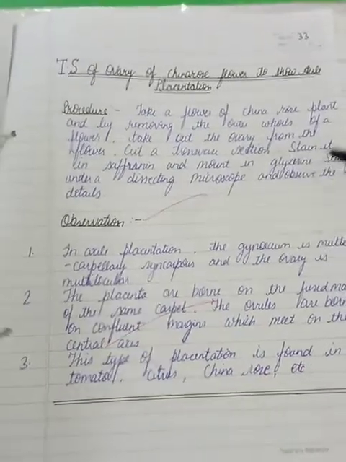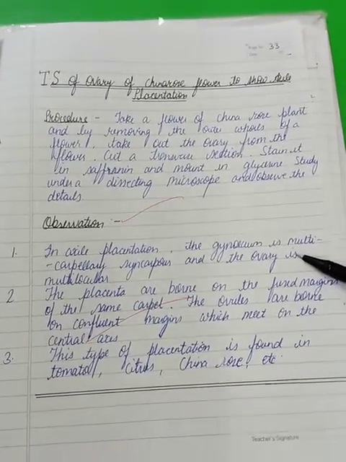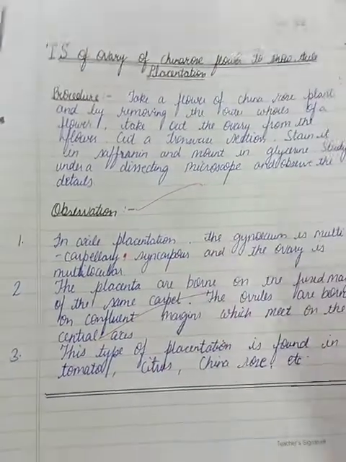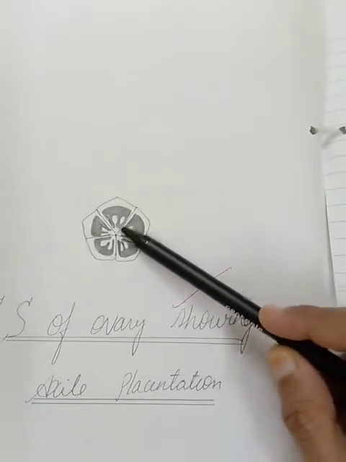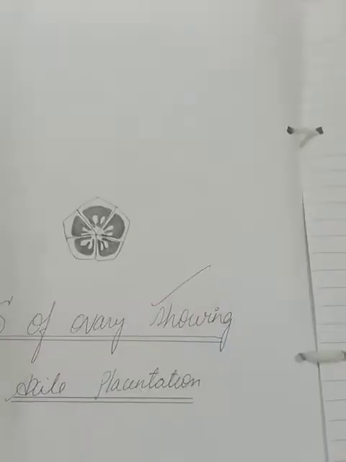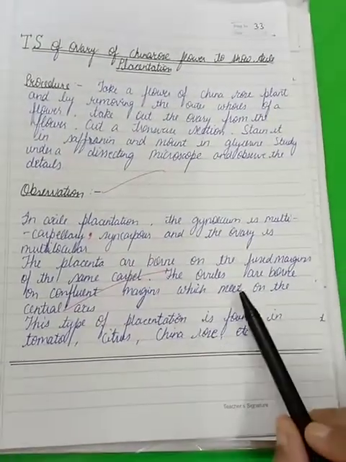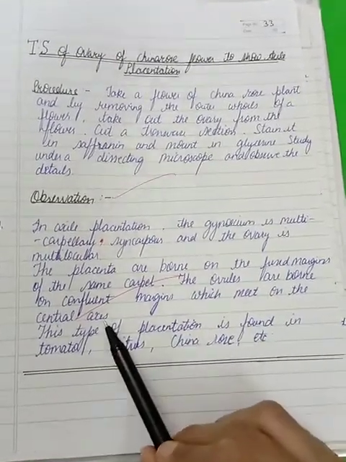Observation. Number 1. In axile placentation, the gynoecium is multicarpellary, syncarpous, and the ovary is multilocular. After multicarpellary, there should be a comma. As you can see, there are many compartments. So the ovary is multilocular and there will be 5 carpels because there are 5 locules. Then, the placenta borne on the fused margins of the same carpel. The ovules are borne on confluent margins which meet on the central axis.